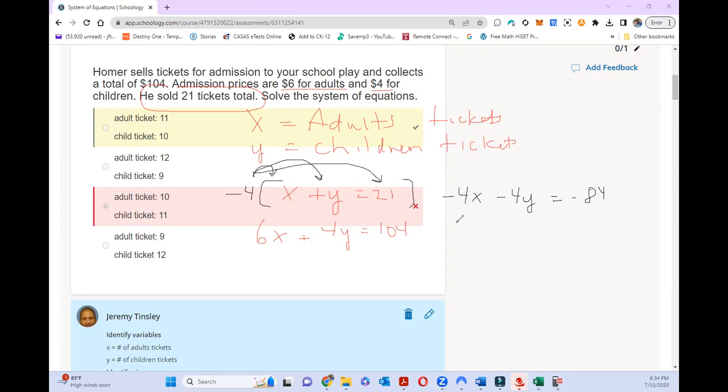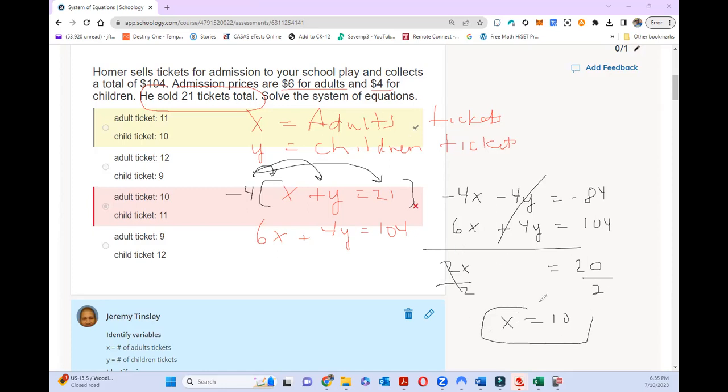Okay. This equation we're just going to bring over: 6x plus 4y equals 104. Now we have to combine these two equations. What's 6x minus 4x? 2x. The y's cancel. Equals, what's 104 minus 84? 20. In order to get x by itself, what do I need to do? Divide by 2. Whatever I do on one side, you have to do to the other. So x is 10. x stands for my adult tickets, right? Boom. So you got 10 adult tickets.